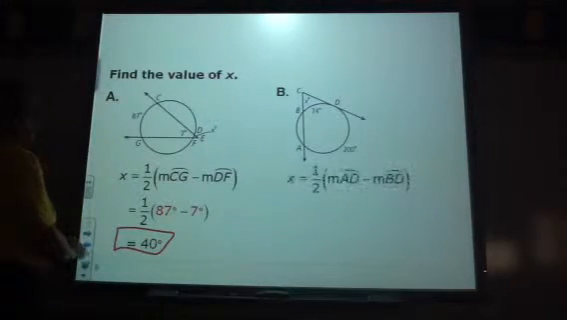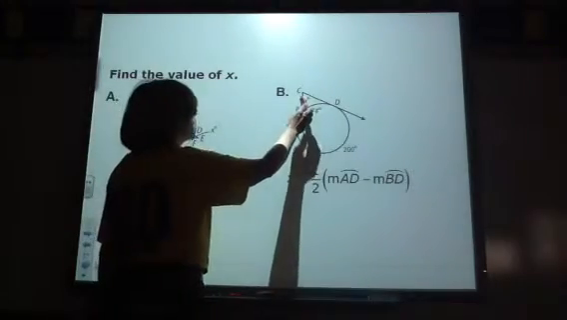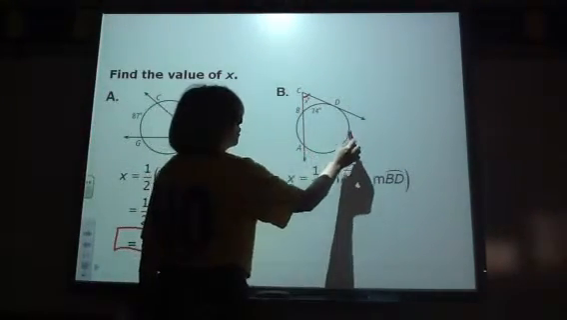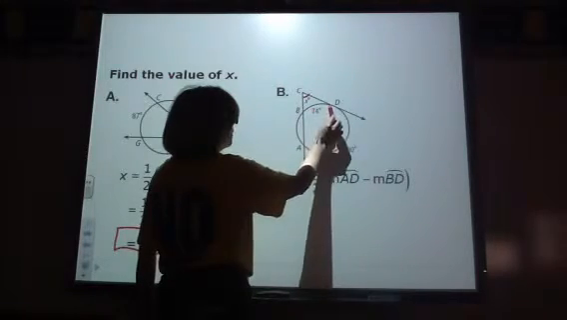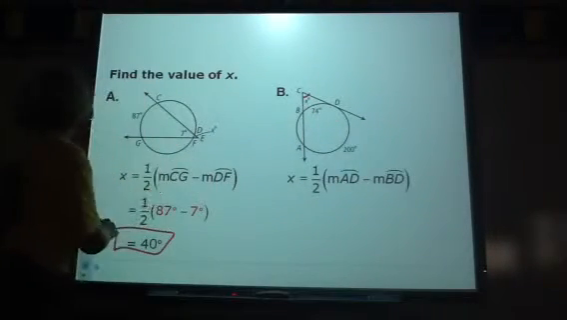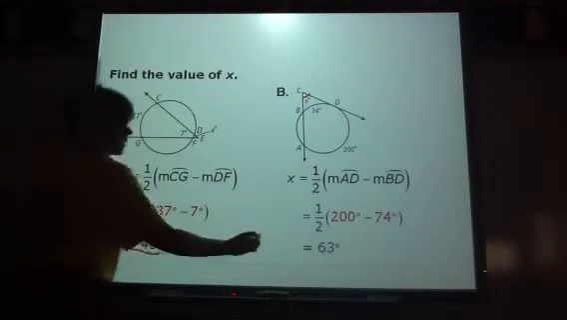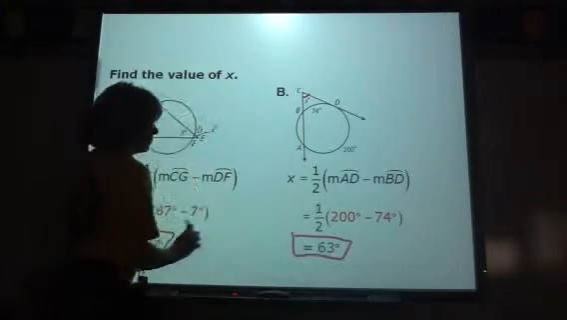Okay, same with b. We're trying to find x, which is the measurement of that exterior angle. So we can take 200 minus 74, and then take half of that to find that exterior angle measurement, which is 63 degrees.